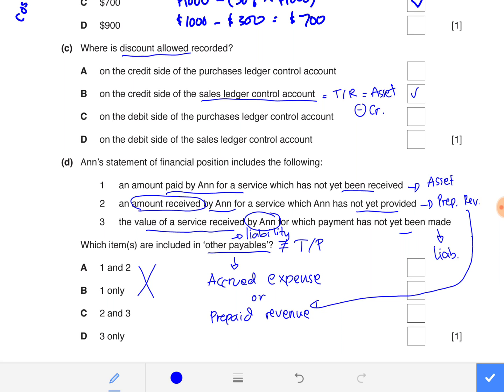So number 2 is considered other payables, as well as number 3. For number 3, a service received by N and payment has not yet been made is a liability, also called accrued expense. So the answer is C.